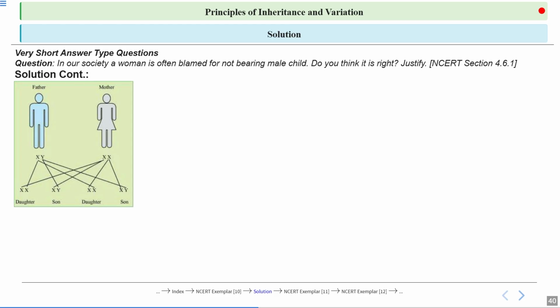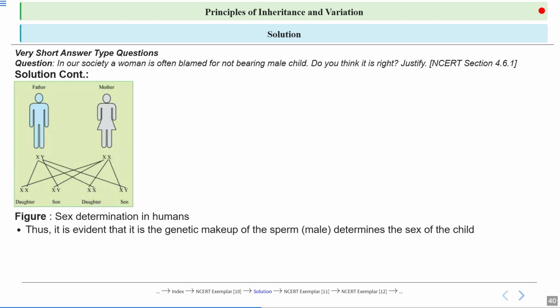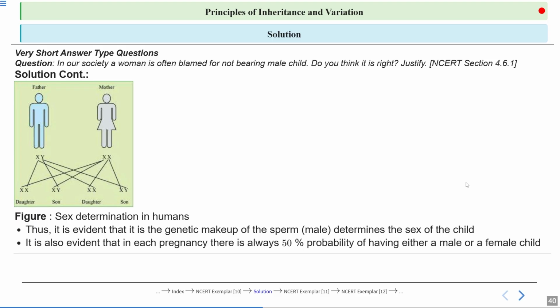So you can see this is the sex determination system in humans. Males are XY and females are XX. Males are producing 2 kinds of gametes. Females are producing only 1 kind of gamete. And there is an equal chance that the female can give birth to a male child or a female child. So this genetic makeup of the sperm determines the sex of the child. And it is also evident that in each pregnancy, there is always a 50% probability of having either a male or female.